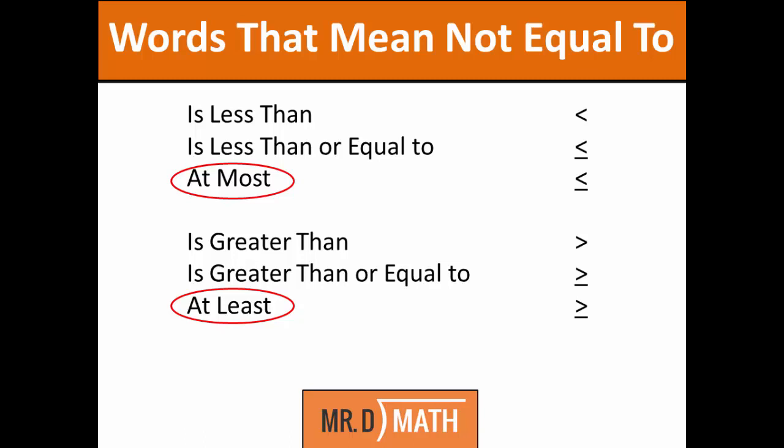The Bank of Dad works that way too. So the young person will say, I need at least $20, because what are they asking for? Well, they want $20 or more, is greater than or equal to. When Mom says at the most you're going to get is $20, it means $20 or less, because you can have up to $20, but not more than $20, which means is less than or equal to.